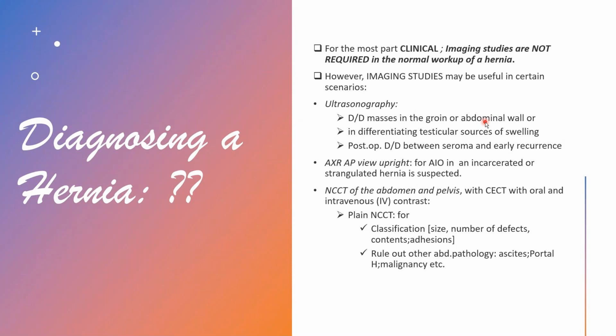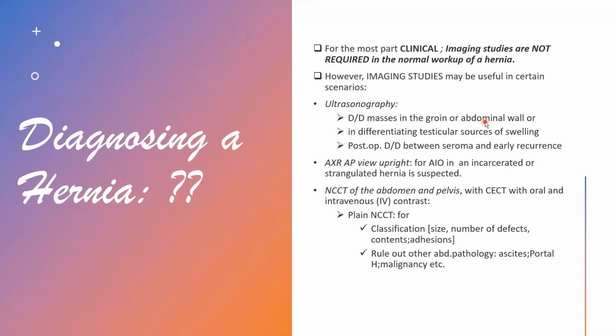Is a non-contrast CT required? Non-contrast CT of the abdomen and pelvis may be required, or a CECT with oral and intravenous contrast may be required in certain patients with hernia. Now, a plain non-contrast CT is usually done in patients with ventral hernias where you want to classify the ventral hernia. Now, classification involves what? The size of the defect. Number two, the number of defects and the contents of the defects and whether there is any adhesion there or not.